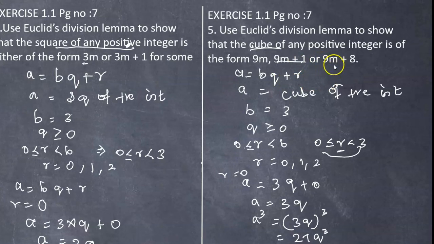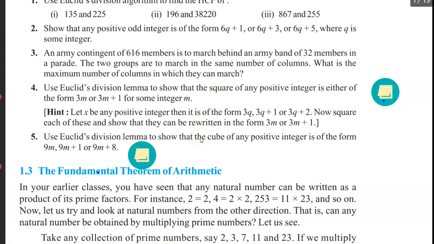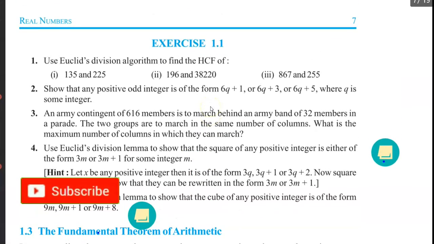So the cube of any positive integer will be of the form 9m, 9m plus 1 or 9m plus 8. So with this, exercise 1.1 is completed.